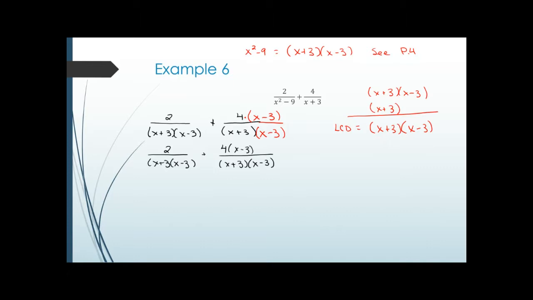And now we want to add these 2 fractions together because they have a common denominator. And so that means we're going to create one fraction. So I'm going to have 2 plus 4 times x minus 3. And then my denominator just stays unchanged.